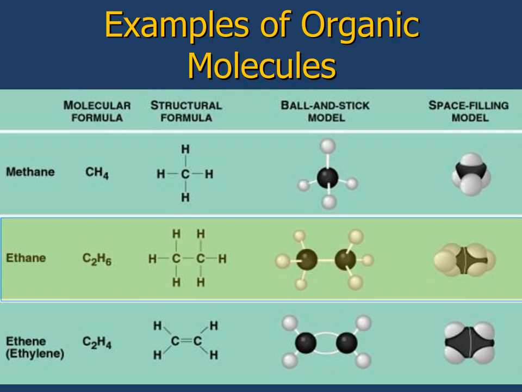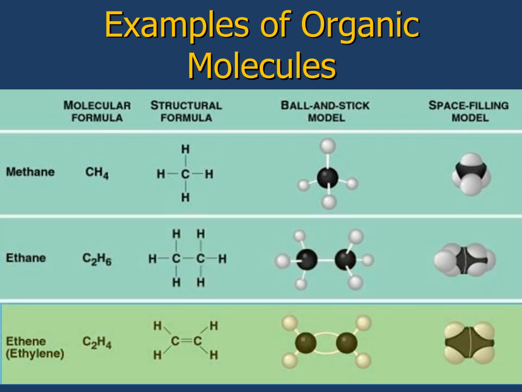Ethane, on the other hand, is 2 carbon atoms bound to 6 hydrogen atoms, and ethene is 2 carbon atoms bound to 4 hydrogen atoms. So at most, carbon can bind with 4 other things, and it's the basis for organic molecules.